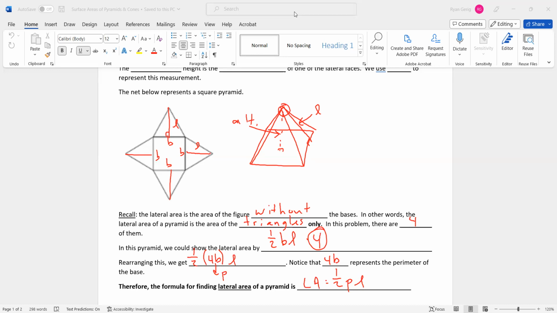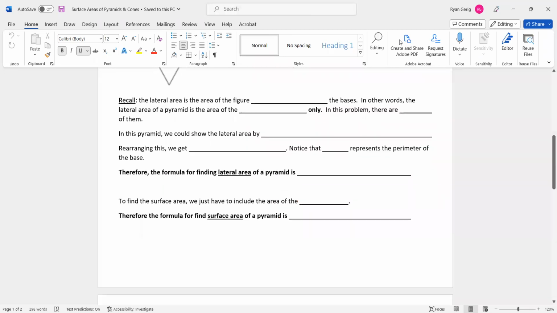Okay, for the surface area, we have to include the area of the base. That's all we have to do. There's one base. So the surface area is the lateral area plus 1 base. Or if you want to be more specific, 1/2 PL, which is the lateral area, plus big B. Again, like in prisms, I can't put anything for big B because the shape is going to change.